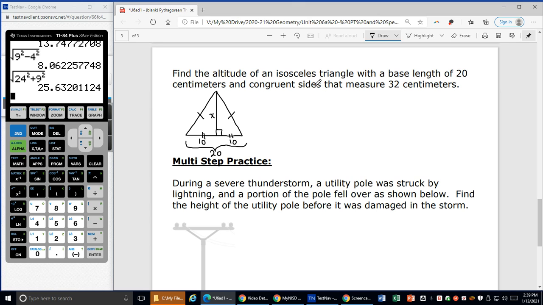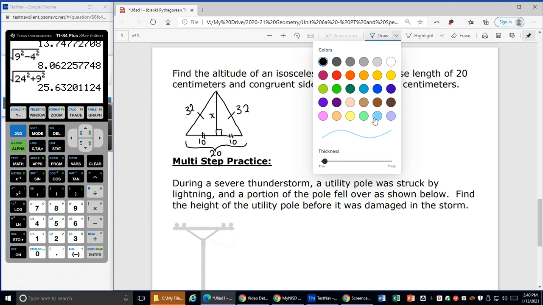And then my congruent sides are each 32 centimeters. So I'm going to have 32 here and 32 here. And everything is in centimeters, so we have the same units everywhere. All right, now that we've done that, we can go ahead and figure out how to solve this problem.